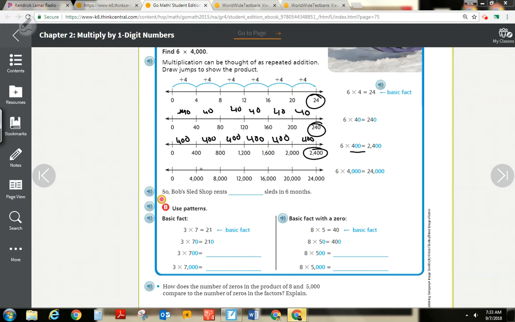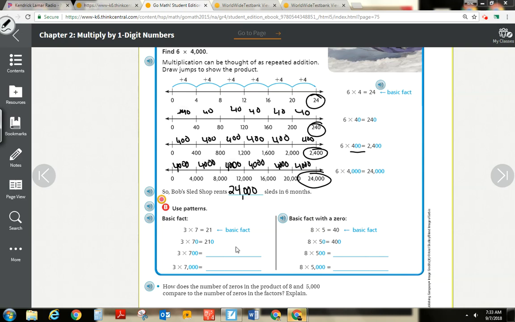We can also do the jumps by 4,000. We're not doing jumps of 1,000. See, that's a jump of 4,000. So you definitely got to pay attention. And like I said before, our numbers get pretty big pretty fast with this. Then we do the 6 jumps, and we get there. So he would rent 24,000 sleds in 6 months. That's a whole bunch of sledding. I wonder how much hot chocolate would go with that.